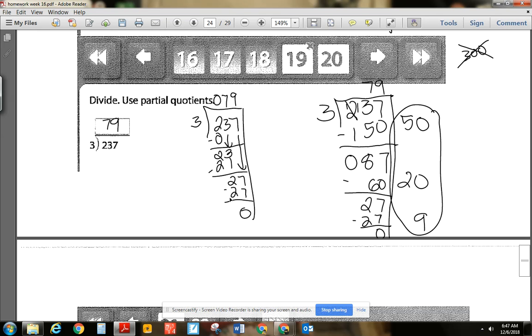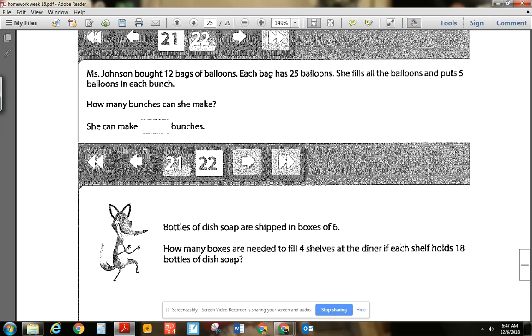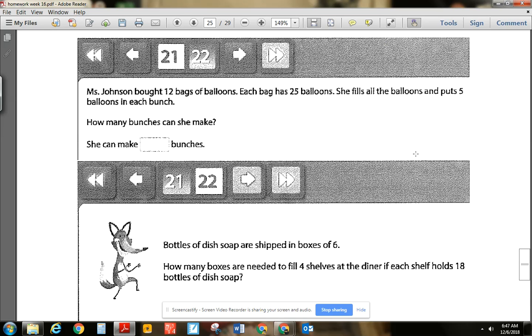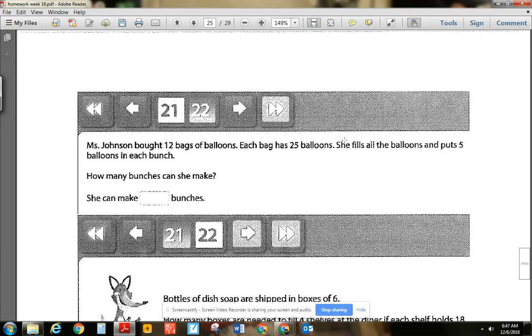And I don't have any remainder. All right. Question 21 and question 22 are two-step story problems. And one of the big things that we do with two-step story problems is we read it and then write down information. So this is super important that you are writing down information as you read.